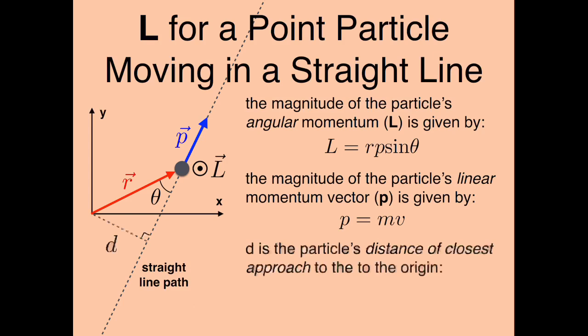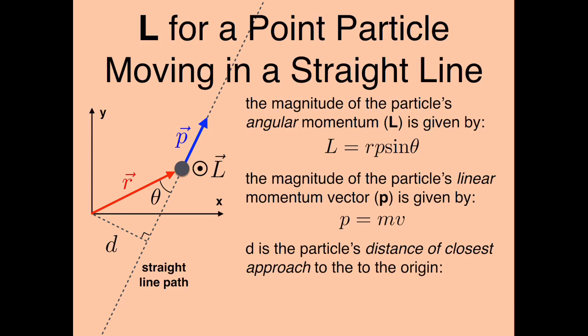Now, the next thing we can do is we can take the straight line path that the object is moving in, and we can connect it to the origin like this. Okay, and this distance d between the straight line path and the origin is what we call the distance of closest approach. So this would be as close as our particle ever gets to the origin. So that would be the distance of closest approach.